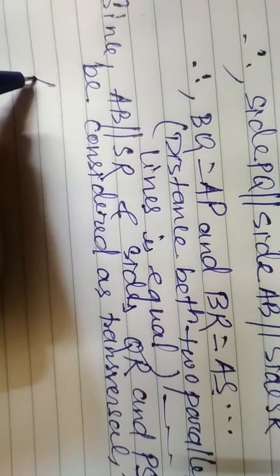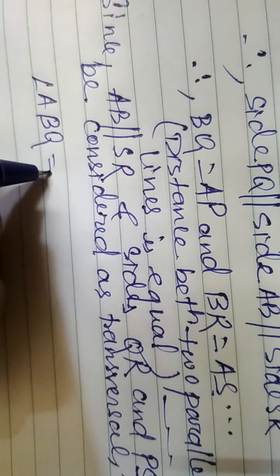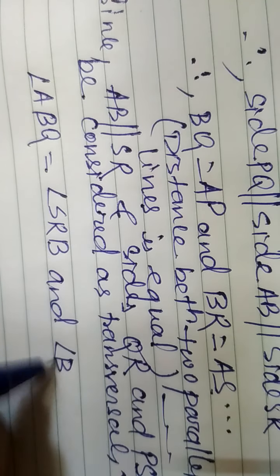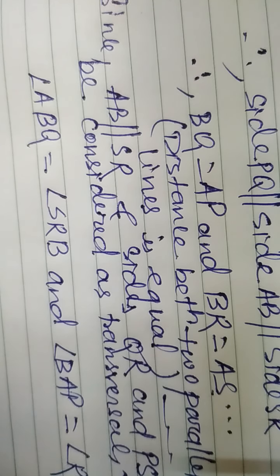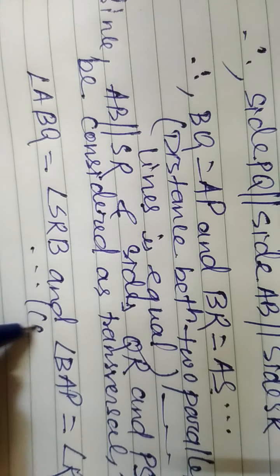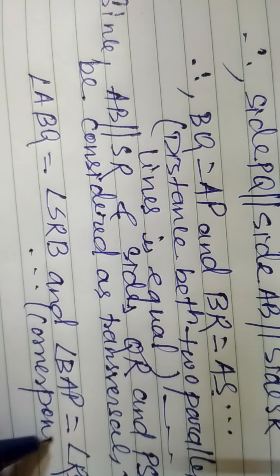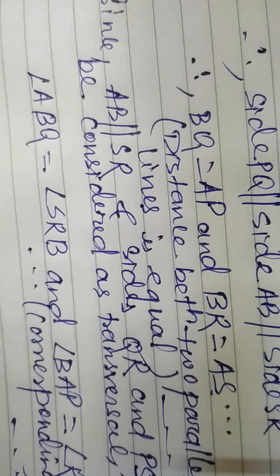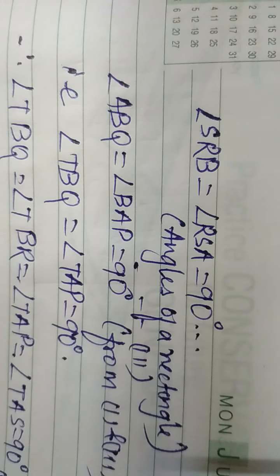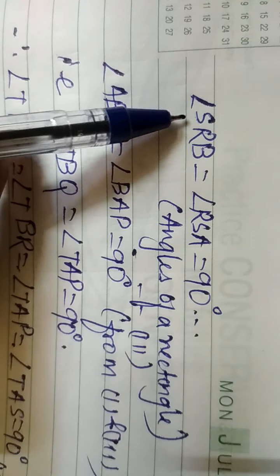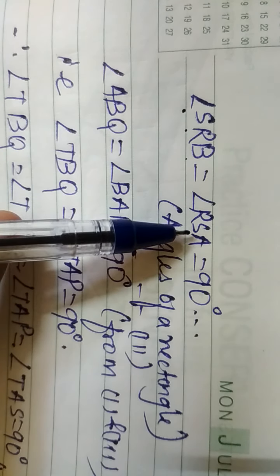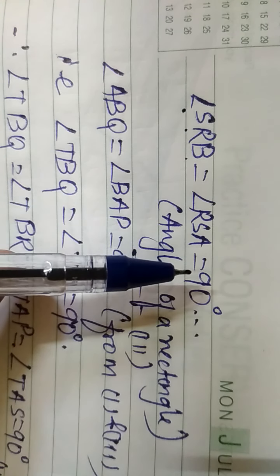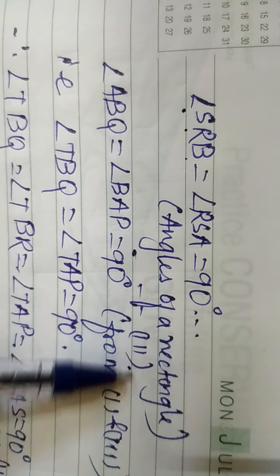So angle ABQ equals angle SRB and angle BAP equals angle RSA. Why? Because they are corresponding angles. Put it as equation 2. So now we will get angle SRB equals angle RSA equals 90 degrees. Why? Because angles of a rectangle are 90 degrees. Put this as equation 3.